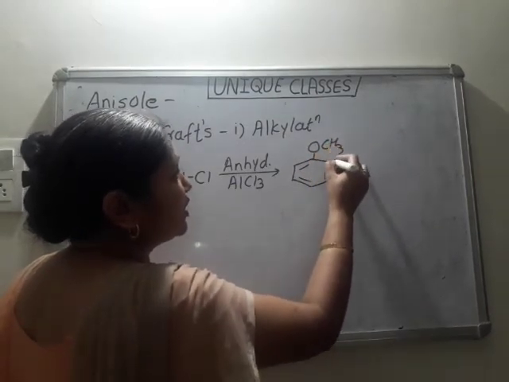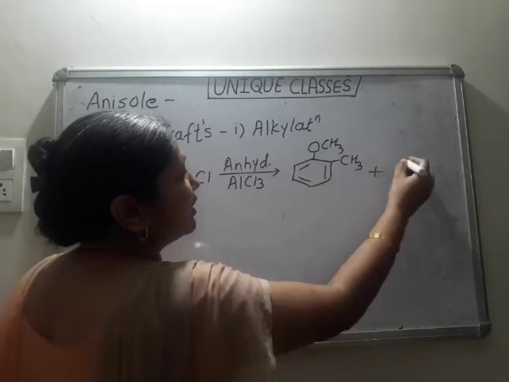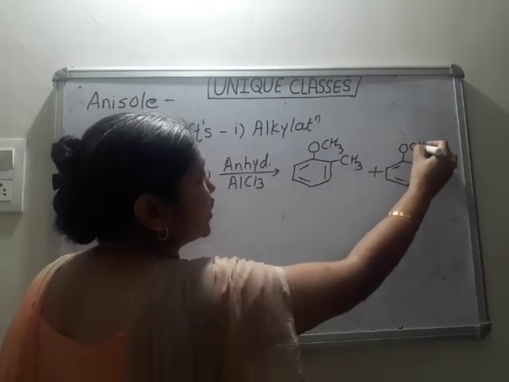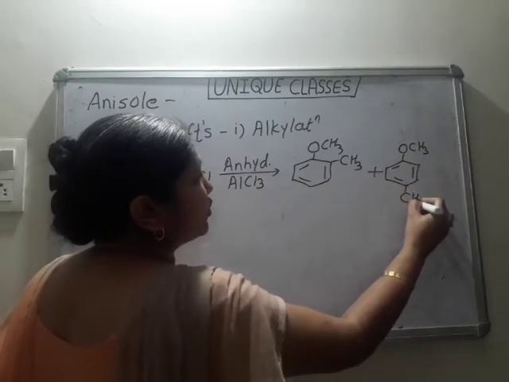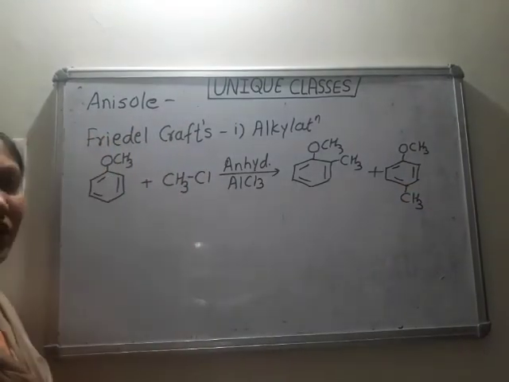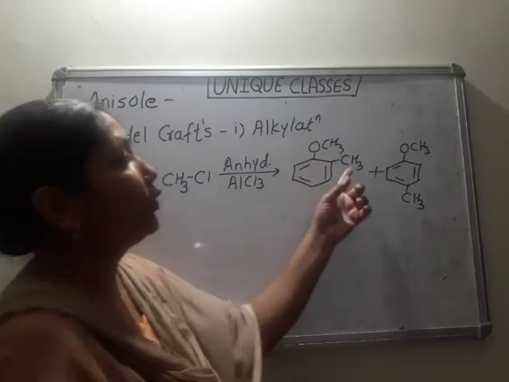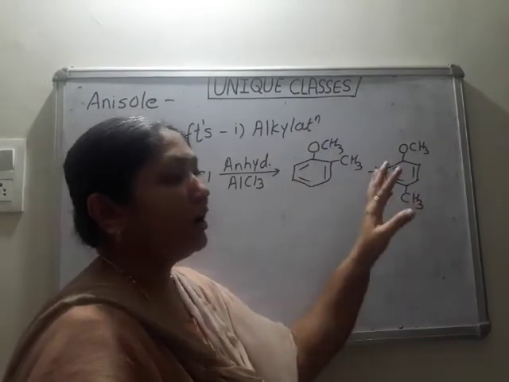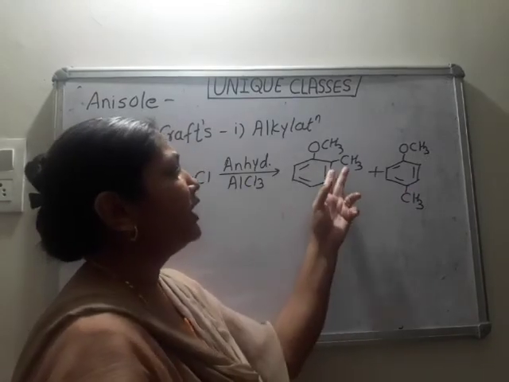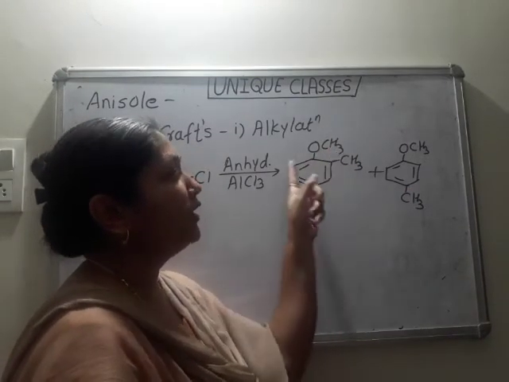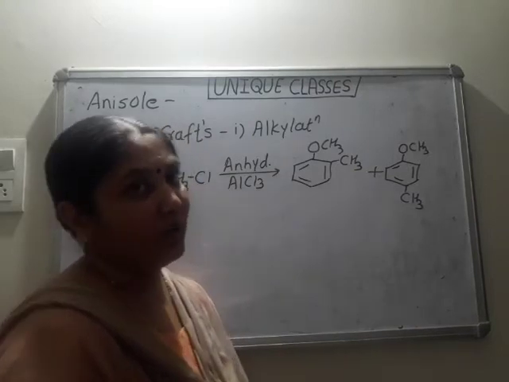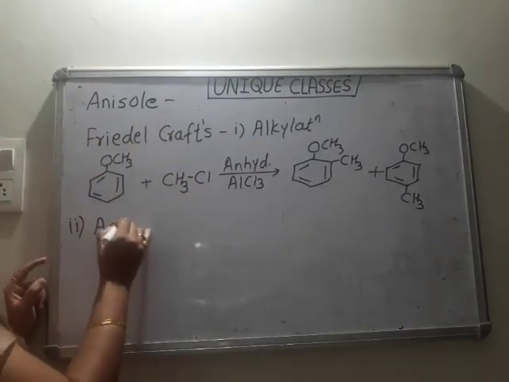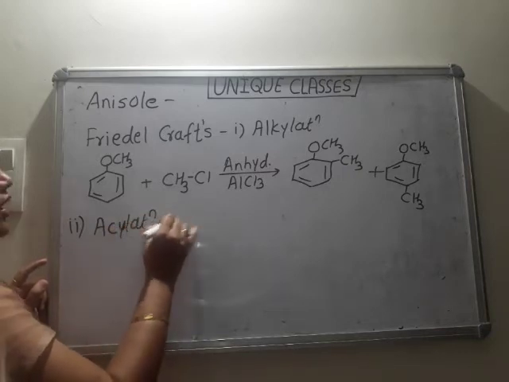the product as this. The methyl group goes to the ortho position as well as the para position. So it is named in terms of toluene as ortho-methoxytoluene and para-methoxytoluene, or we can call it ortho-methyl anisole, para-methyl anisole. Okay, and the second reaction is the acylation reaction.